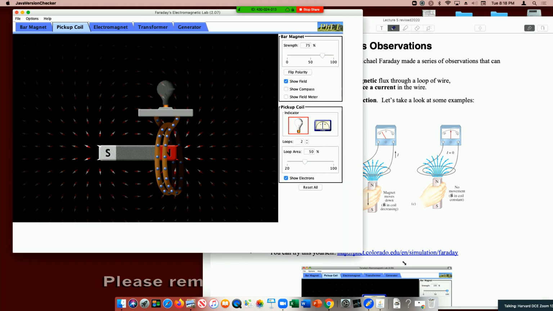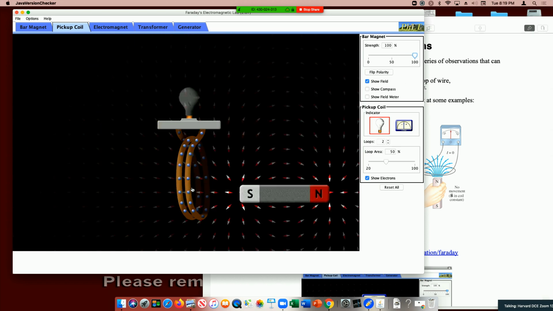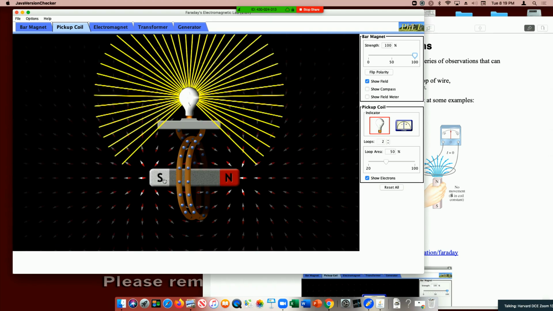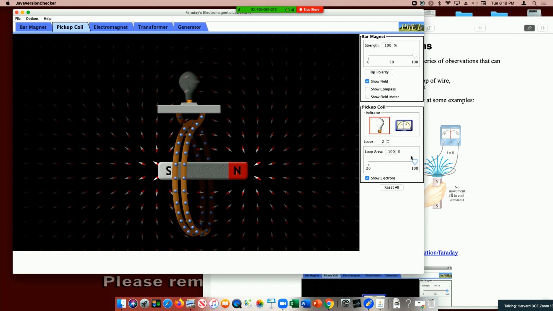And there are all sorts of things you can play with here. You can change the strength of the magnet. If you change the strength of the magnet, what do you think that does to the flux? It increases the flux. So I can get a huge current by changing the flux that way. If I change the area of the wire, I also increase the flux.